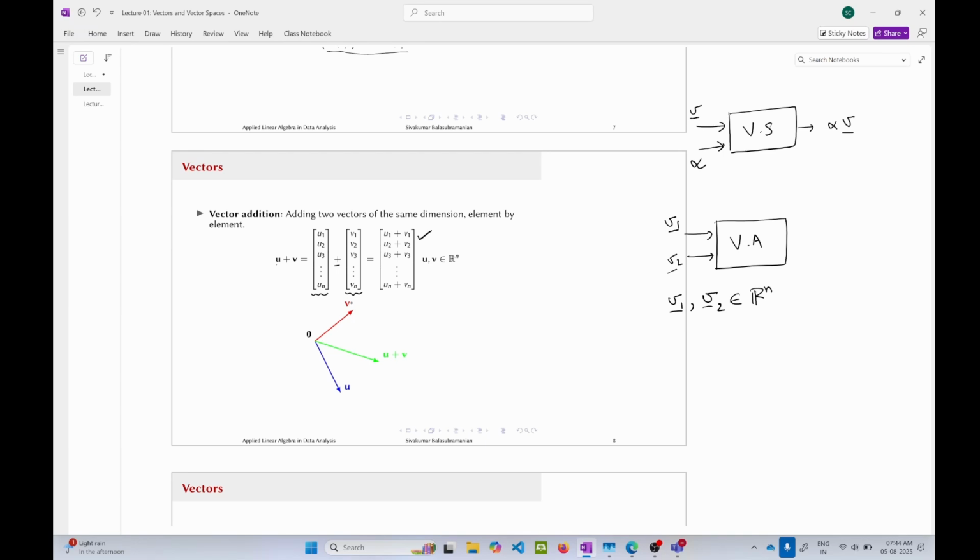Imagine this red colored arrow is the V vector, and the blue colored arrow is your blue vector. The addition of these two produces a new vector U plus V. Okay. And the way you obtain U plus V is through what is called the parallelogram law of addition. Do you remember this? How do you do this?